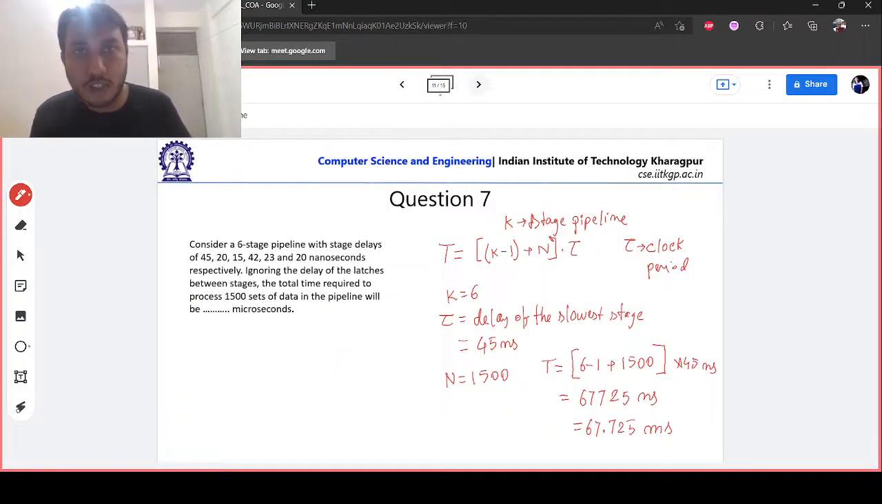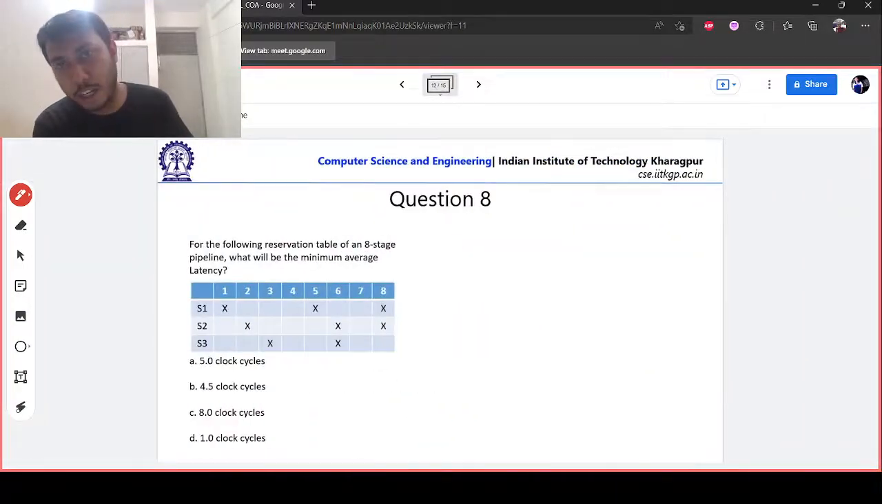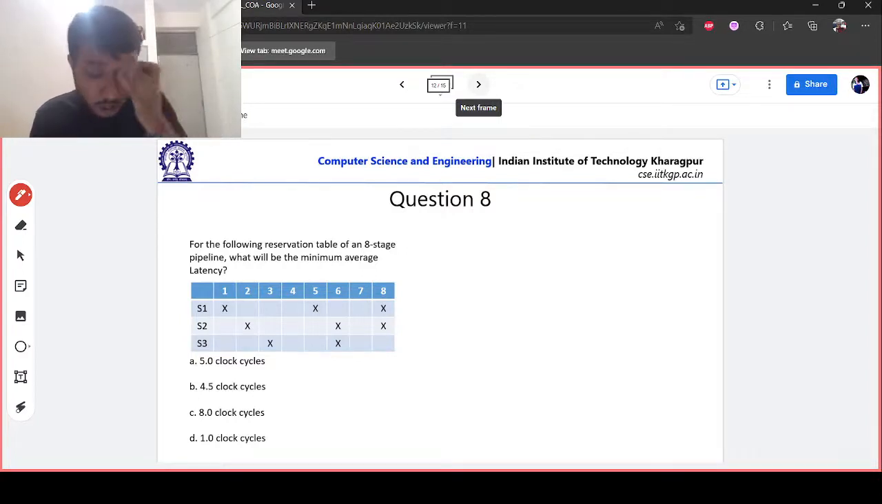Okay, so let's go to the last question. This is a very important question. You are given this reservation table, and you need to find the MAL, the minimum average latency. This is another important question that is asked for these pipeline concepts.